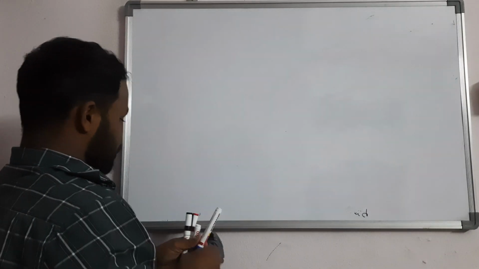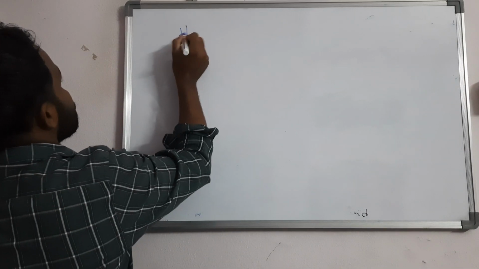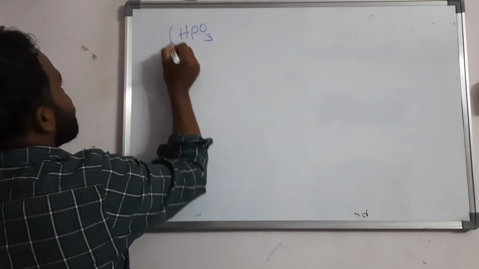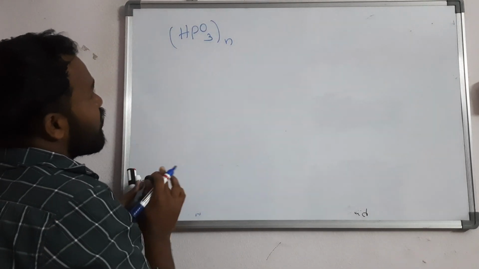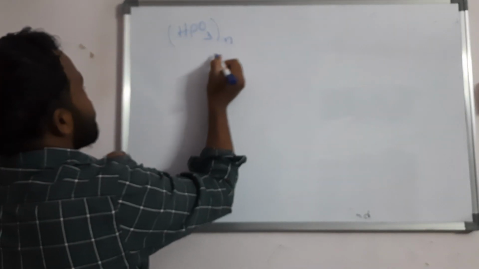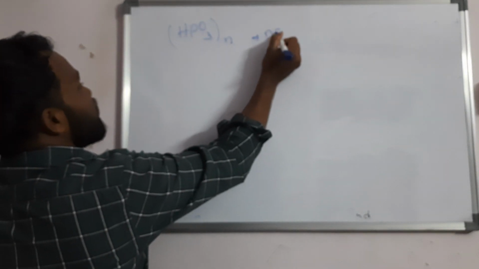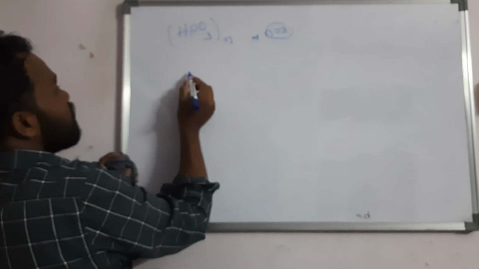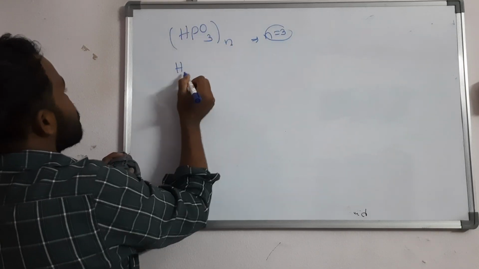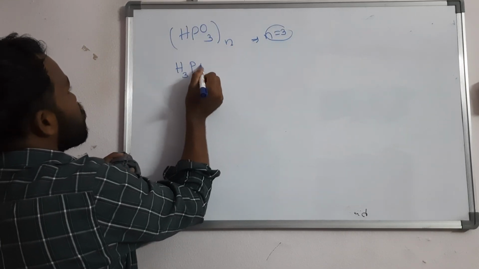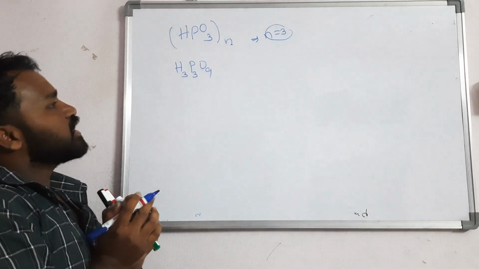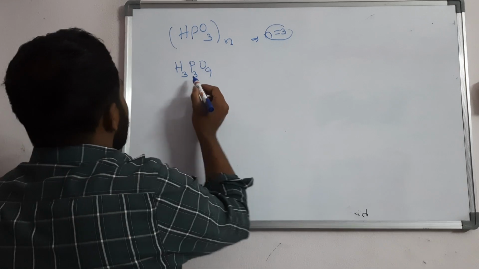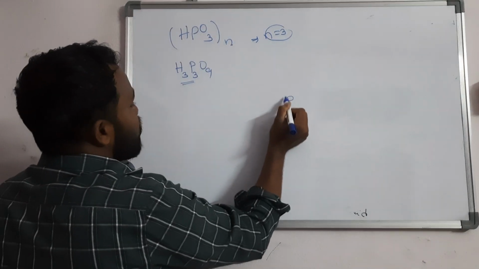HPO3, right? HPO3 exists as a polymer. I already told you, right? If I take n equal to 3, what formula will you get? H3P3O9. And we already know the earlier structure.